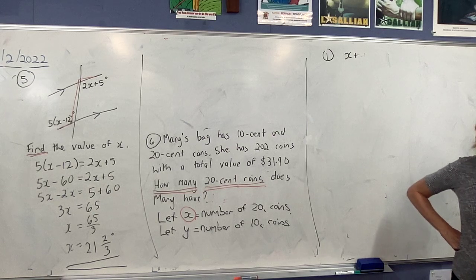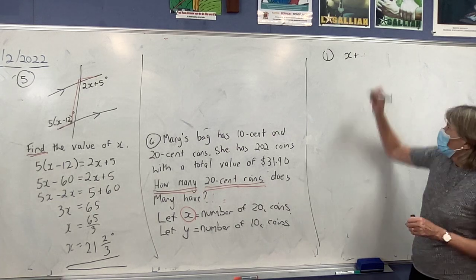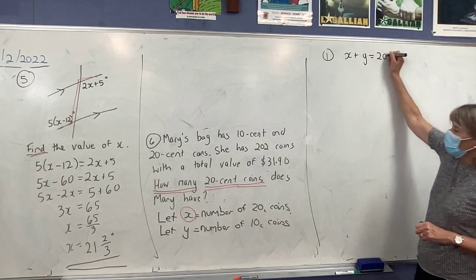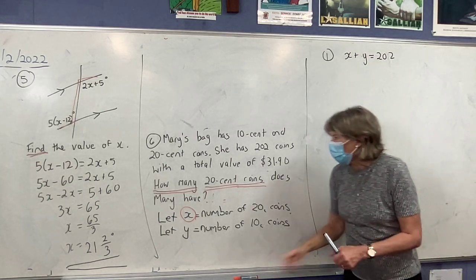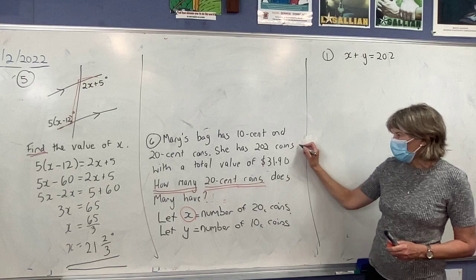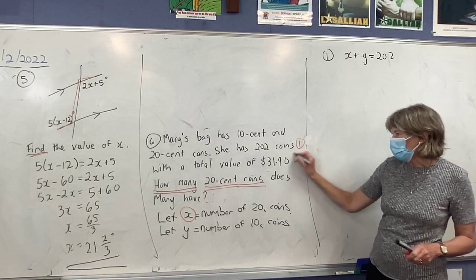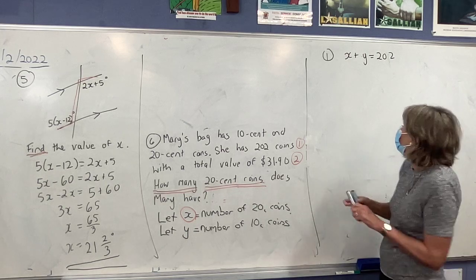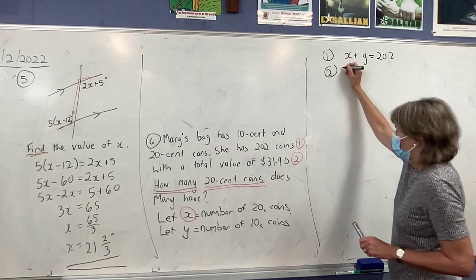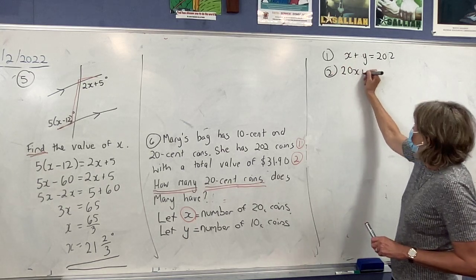What's the one I want first, Zach? X plus y equals 200. Okay, that's the first thing. See how it just talks about how many coins she's got? So this finishes equation 1. What you're talking about, Maxim, is number 2, so you can tell me that now. Let's go. 20x plus 10y equals 3,190.